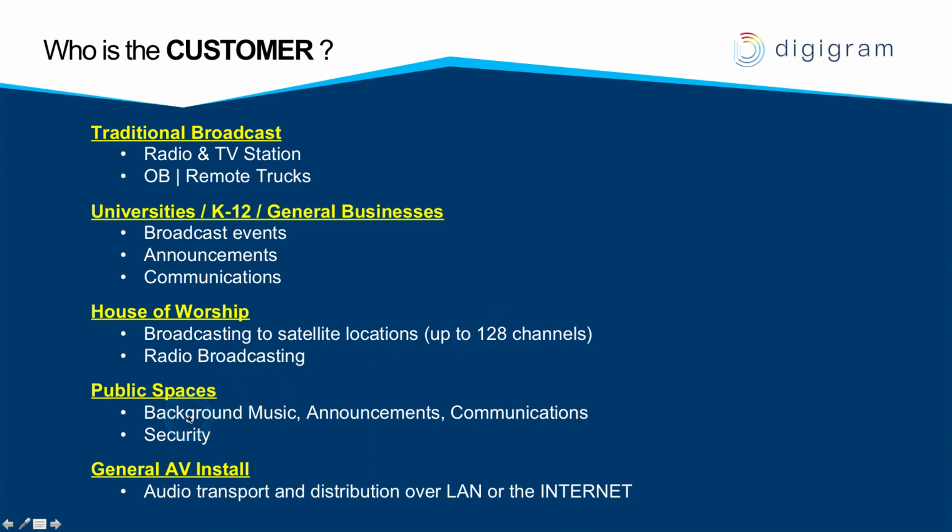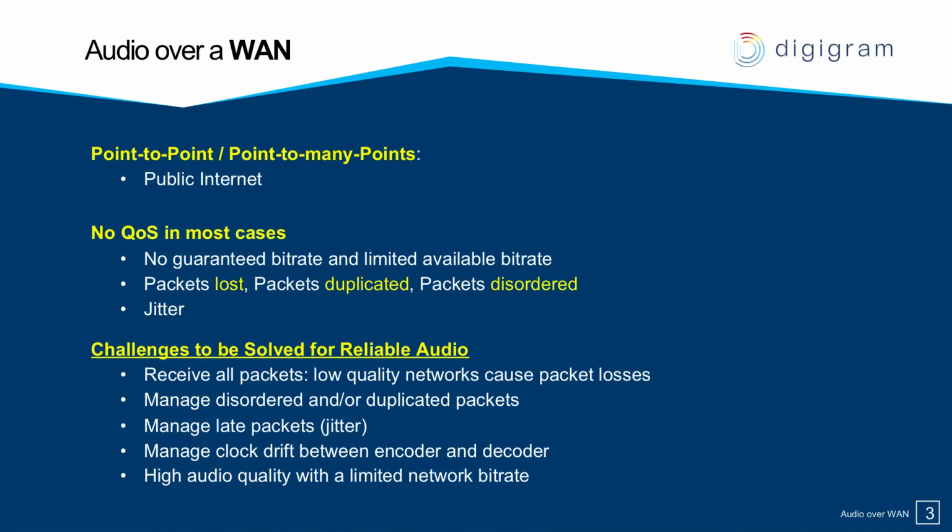Public spaces can use this technology for background music, announcements, communications, and then just in general AV install, basically doing audio distribution over the internet. So if I want to connect a venue to another venue across the country, I can do that, and it would be basically as if those two venues are working as one big audio network. So audio over a wide area network, point-to-point or point-to-many points, using the public internet. So when we do this, there's no quality of service because there's no guaranteed bitrate, and we have a limited available bitrate on the internet. Packets are lost, packets are duplicated, packets can be disordered, and there's also jitter, meaning that the packets are not received in a very timely manner.